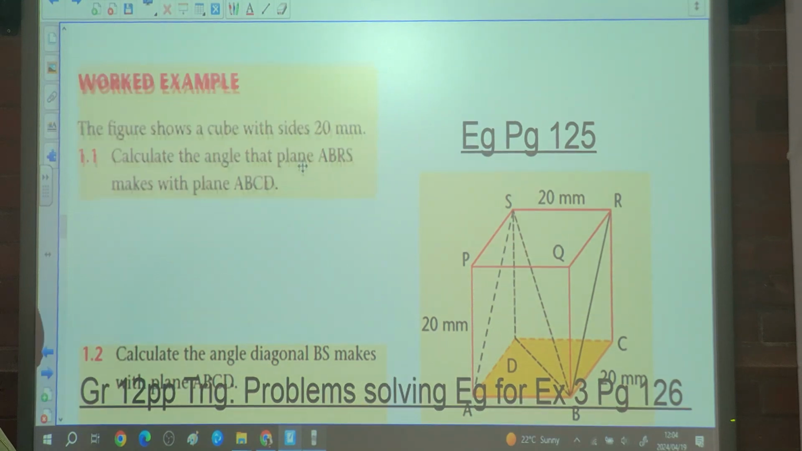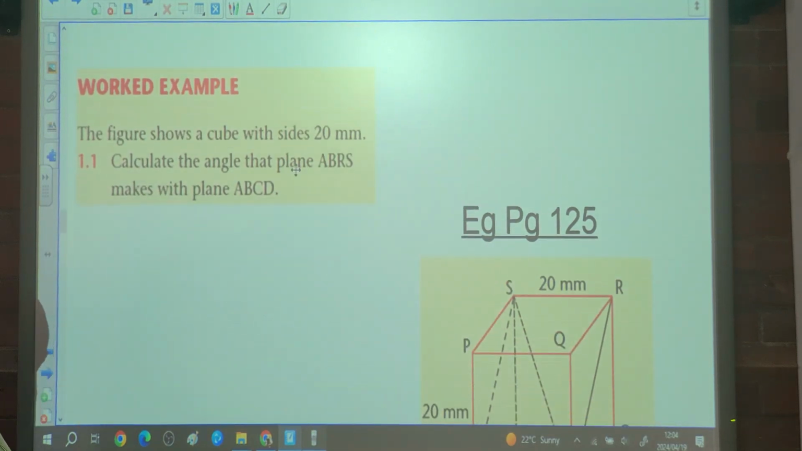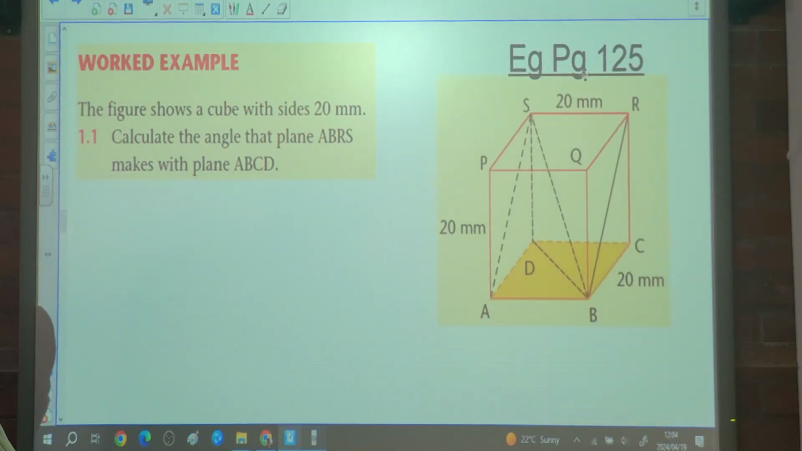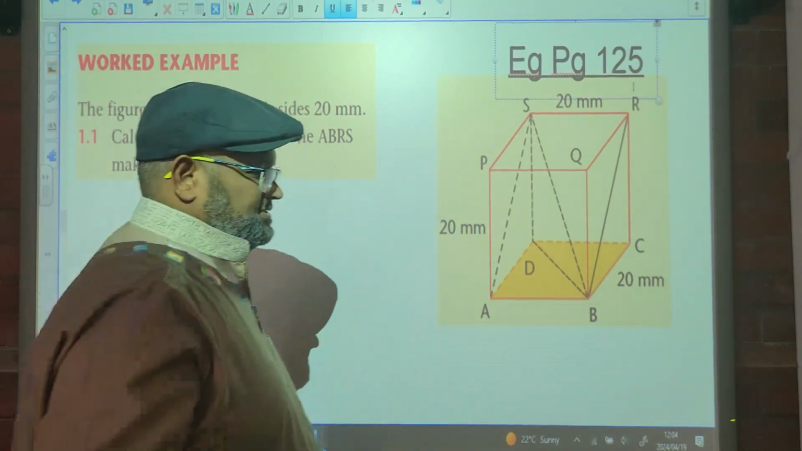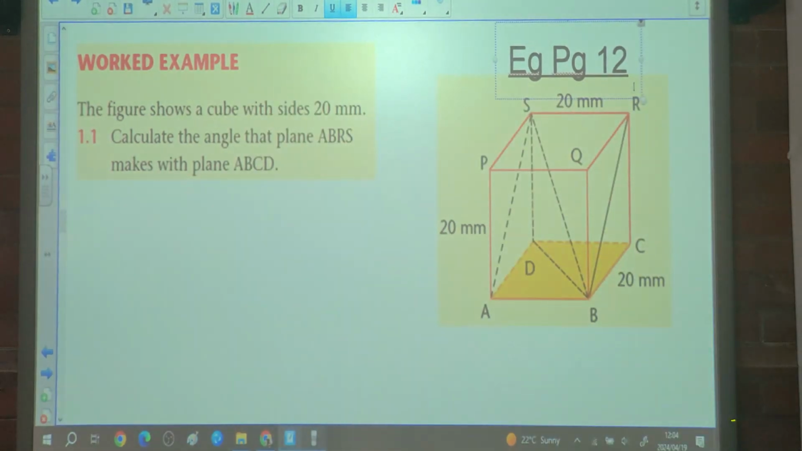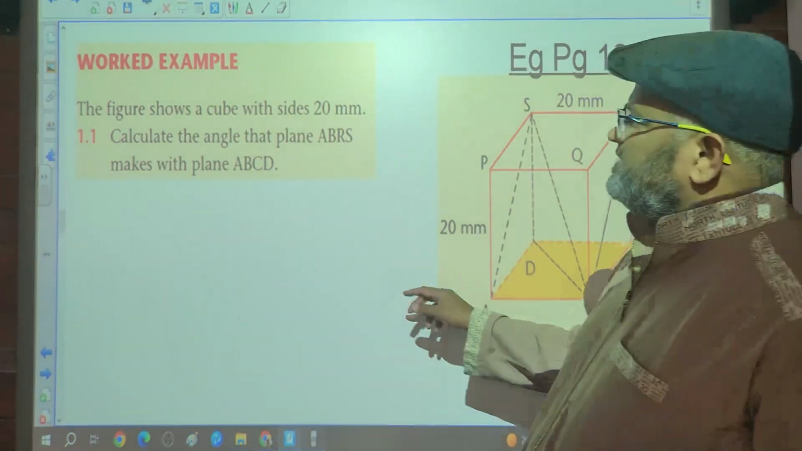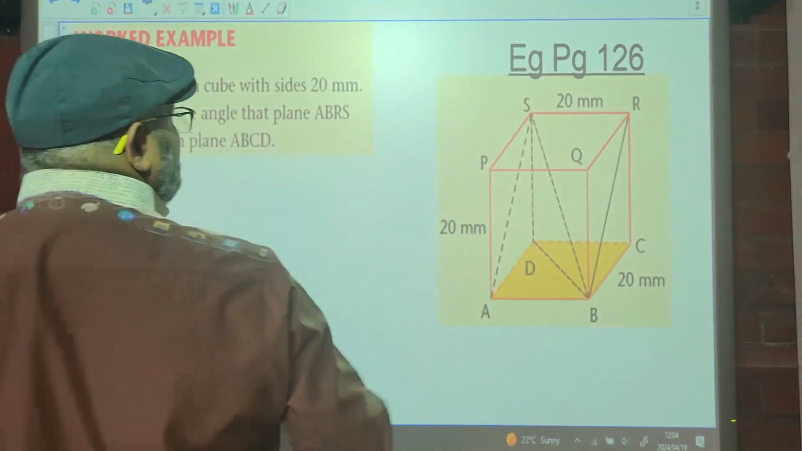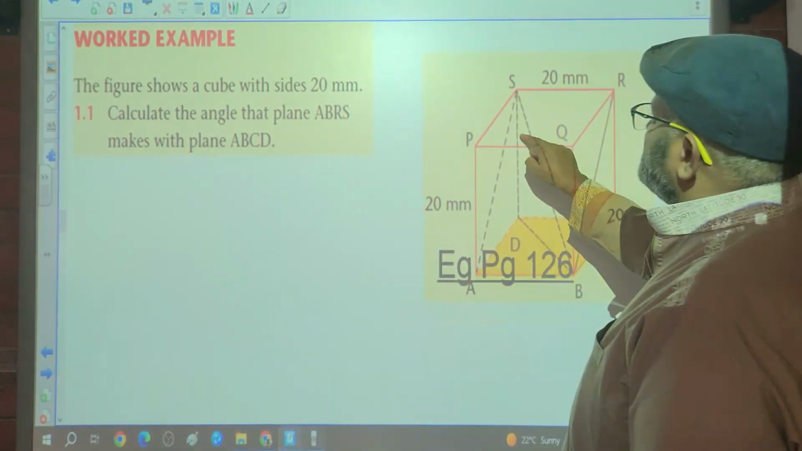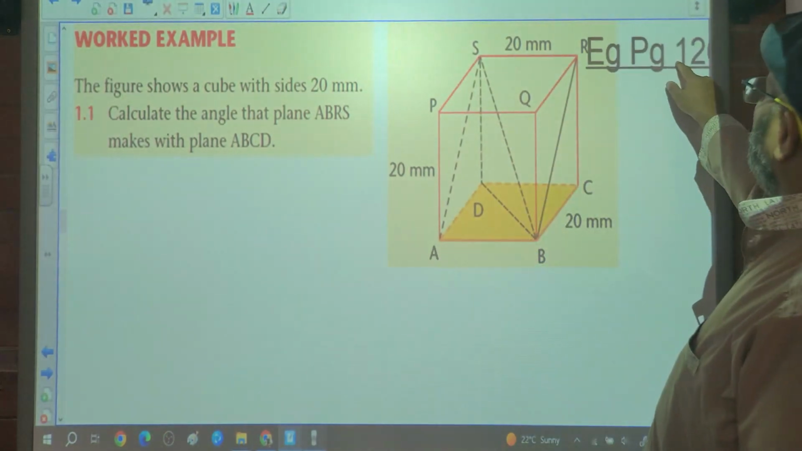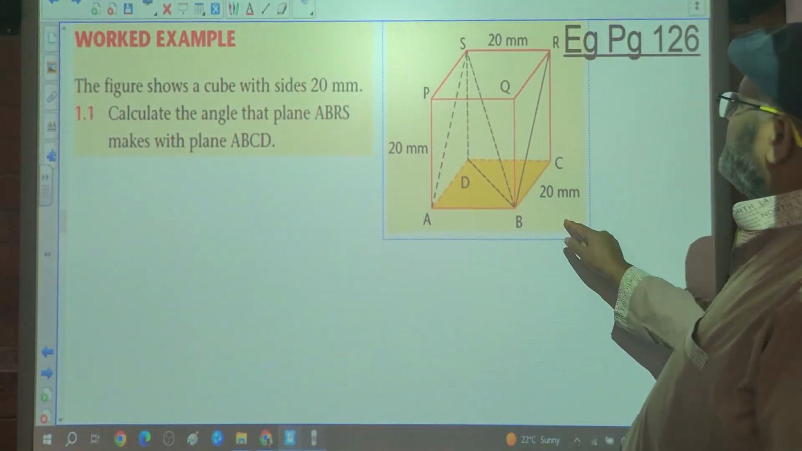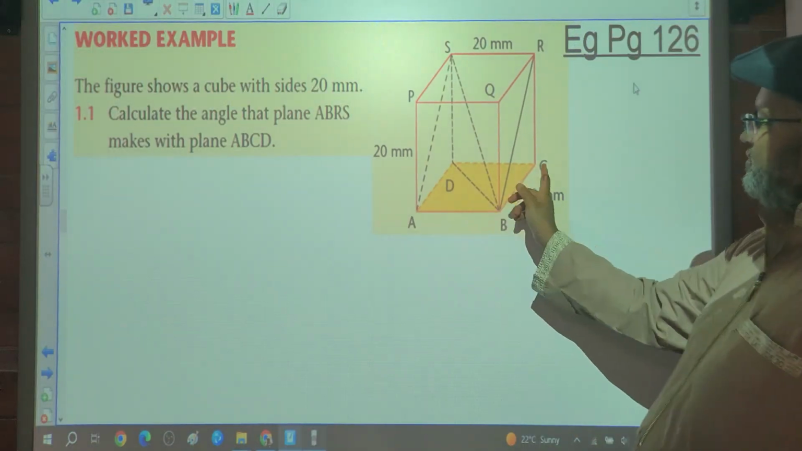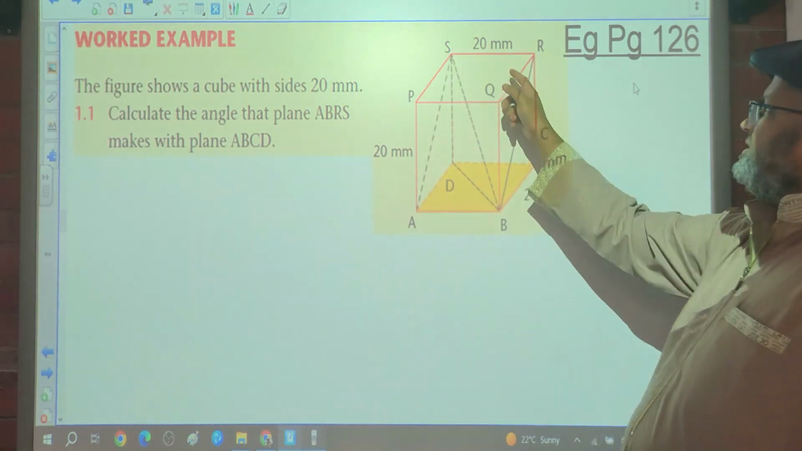Alright, so we're looking at this worked example here. This is on page 126. The figure shows a cube with sides 20 millimeters. So if it's a cube, people, that means all the sides are the same. If it's a cube, there's 20, 20, 20, 20, 20, 20, and so on.